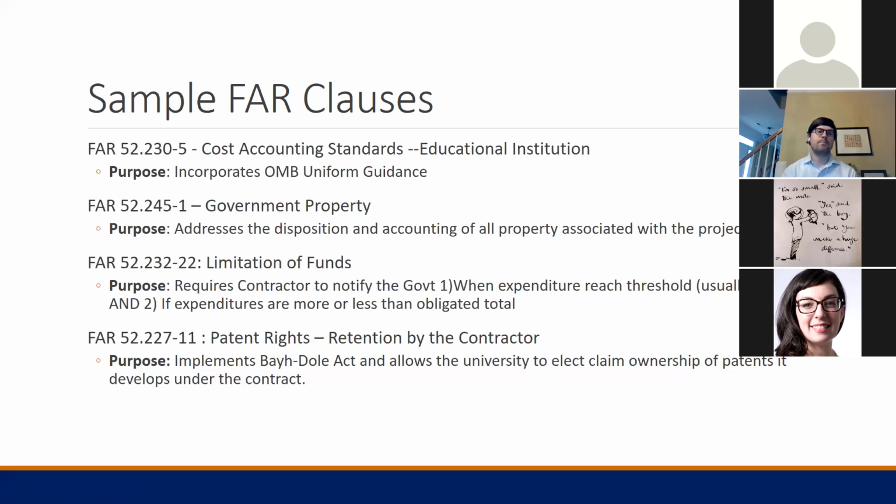And then lastly, just patent rights. This is going to implement the Bayh-Dole Act and allow the university to claim ownership on patents that it develops under the contract. So those are hopefully an overarching view of the FAR itself, some of its background, some of the clauses that we see frequently in university contracts with the federal government.